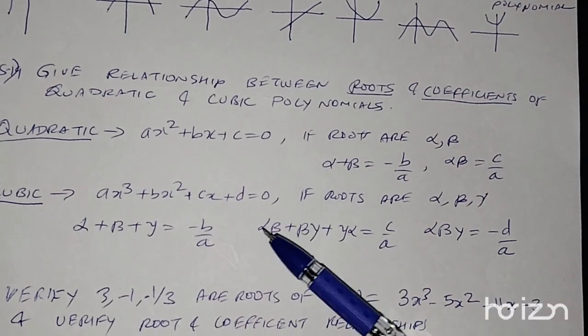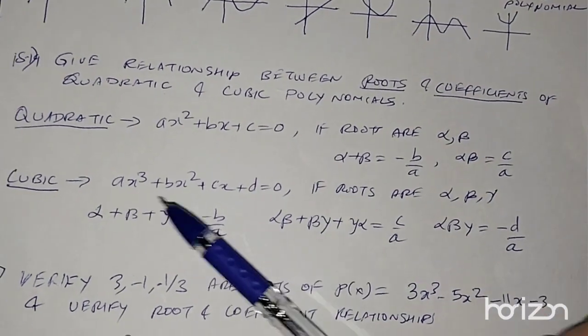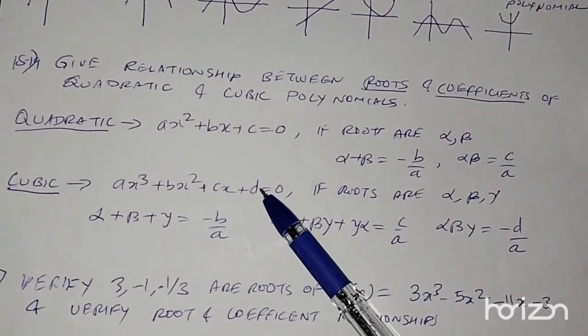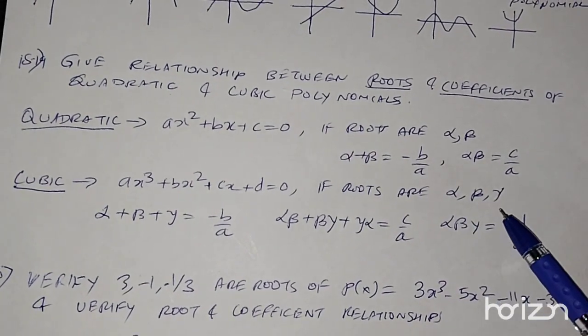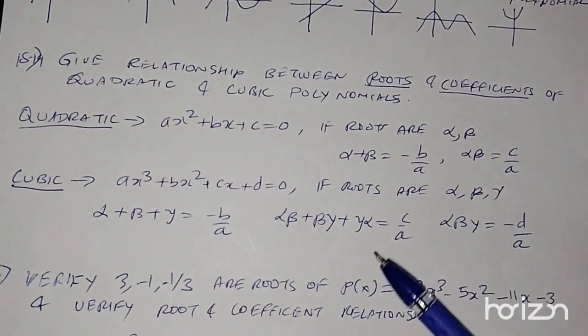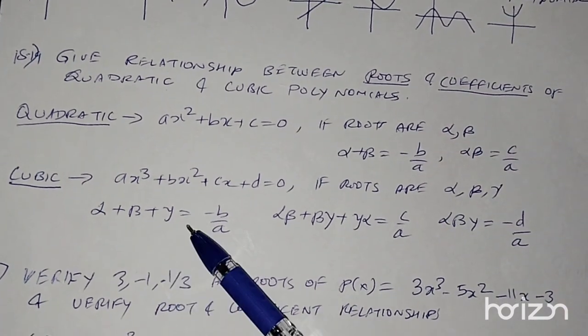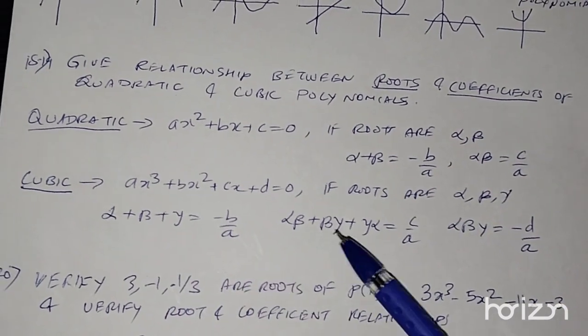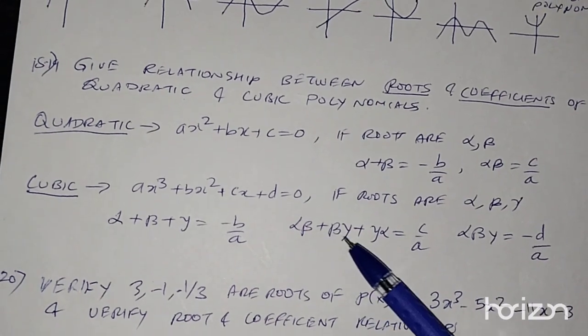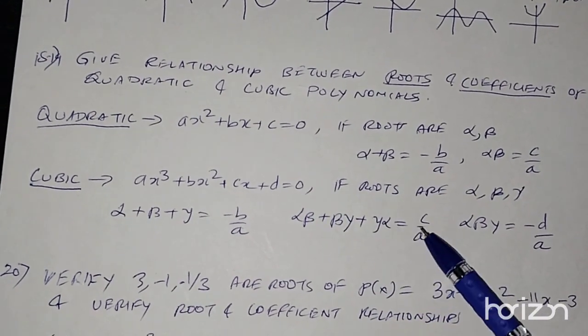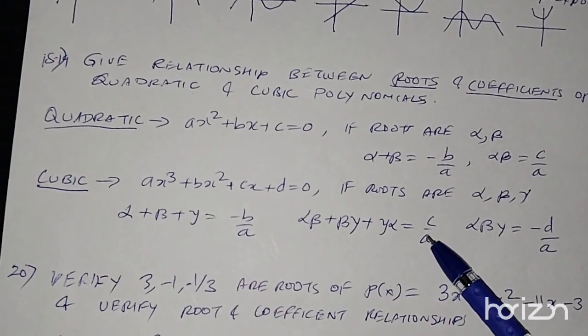What about a cubic equation? A cubic equation is of the form ax cubed plus bx squared plus cx plus d equal to 0. And there are three roots, alpha, beta, gamma. Correct? Now, if these three roots are added, it will give you minus b by a. If you multiply them in pairs and add them, so alpha beta plus beta gamma plus gamma alpha, that will give you minus c by a.